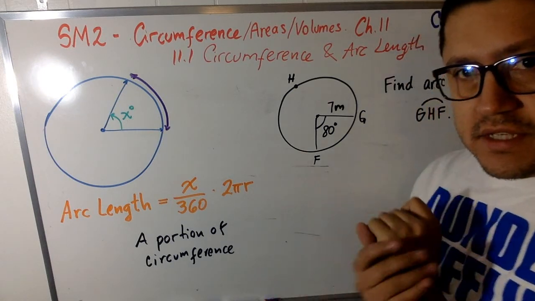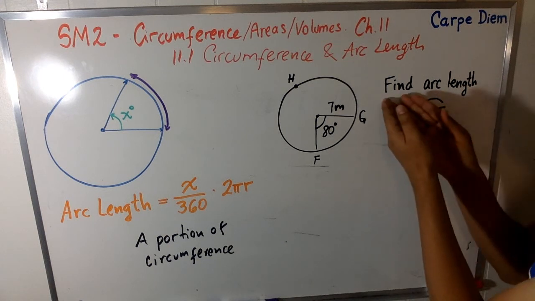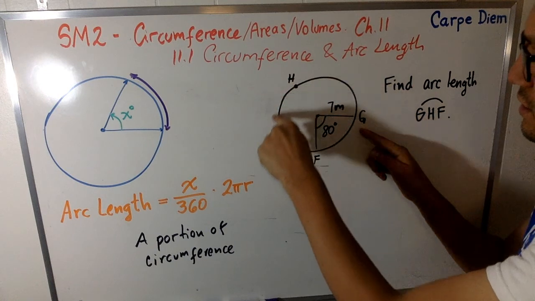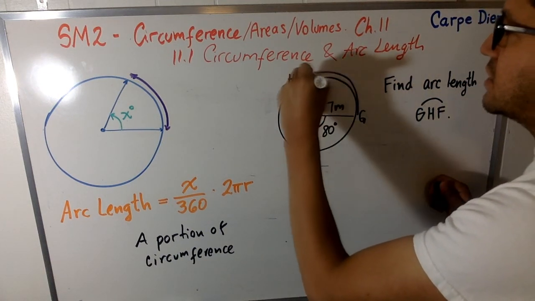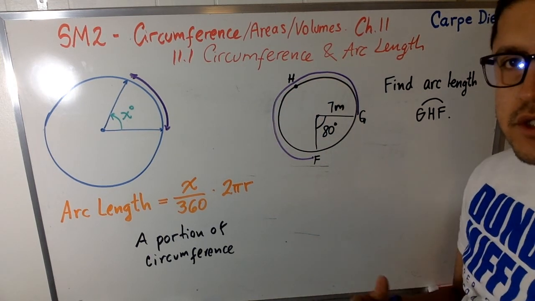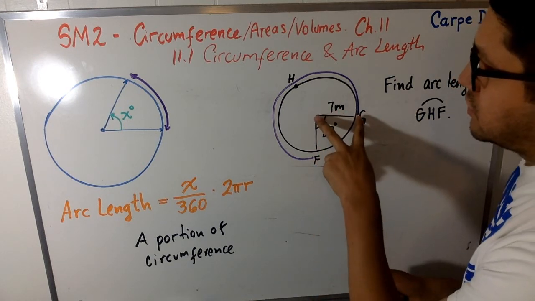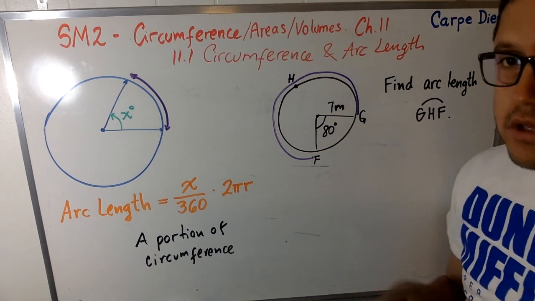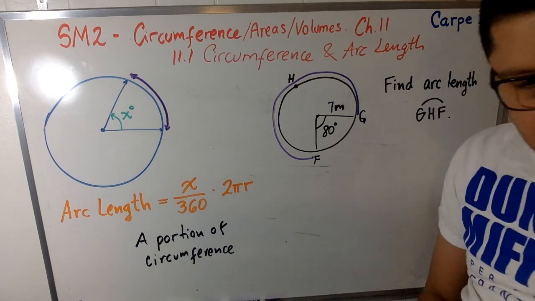So let's see the example we have this time, okay? We have to find the arc length of GHF. So it's this whole thing, okay? I'm going to use purple again to see. We need to find the arc length of this portion. The information we are given is the radius of the circle, and also the measure of this arc, which is 80 degrees. All right, so how do we go over that?